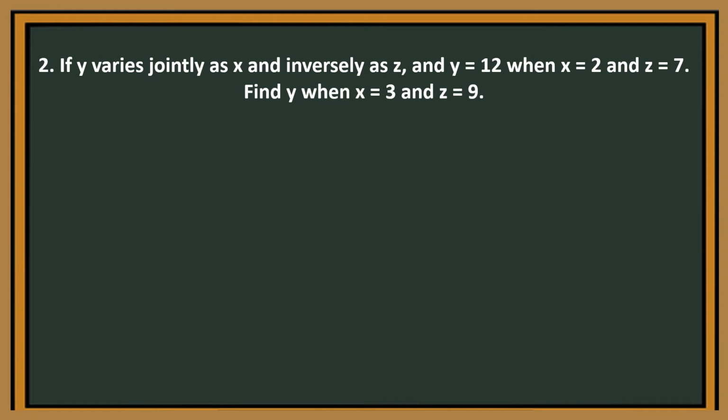Number 2, if y varies jointly as x and inversely as z, and y is equal to 12 when x is equal to 2, and z is equal to 7.